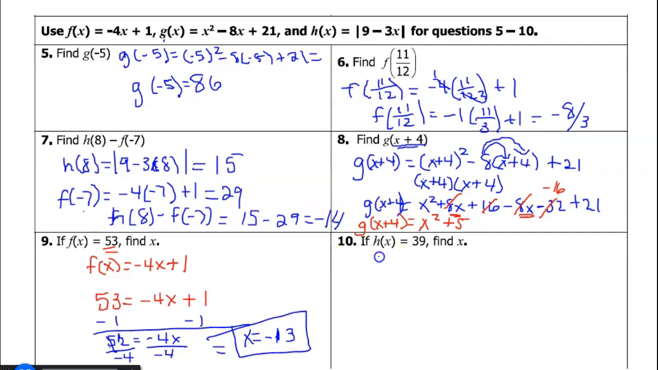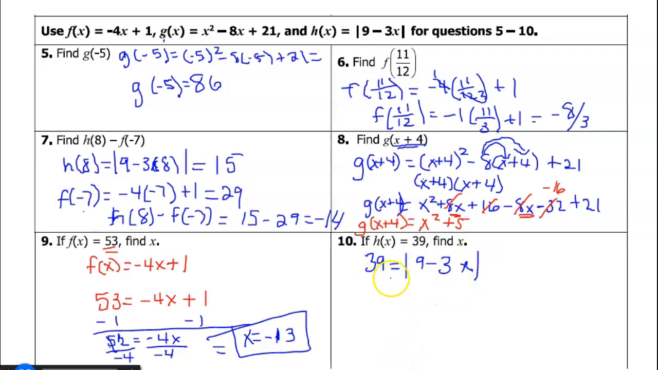Okay, let's go to 10. 10 says if h of x is equal to 39, find x. So again, we're going to go backwards. Let's go to h of x. Now this is interesting. All right, h of x is 39. So I'm going to set 39 equal to the absolute value of 9 minus 3x.